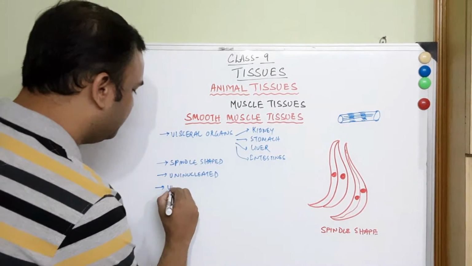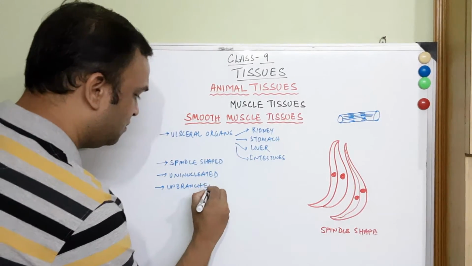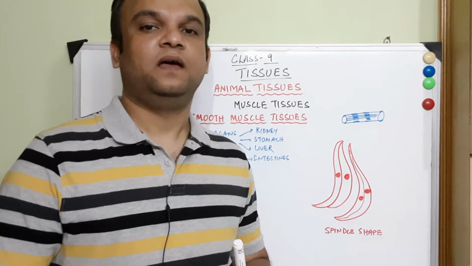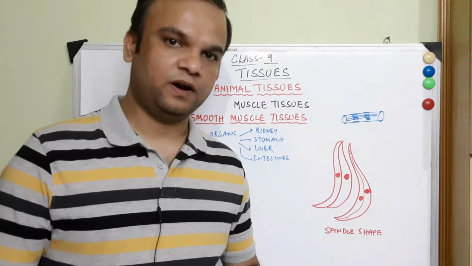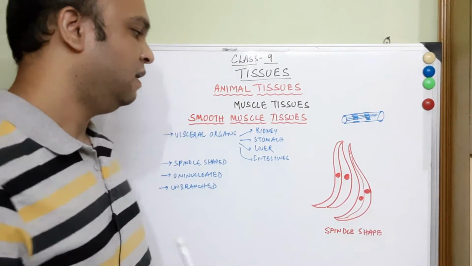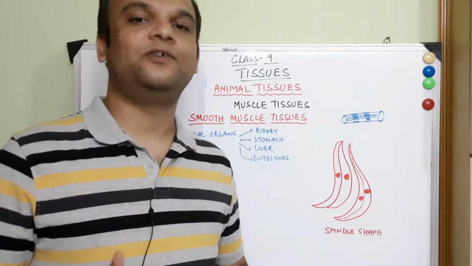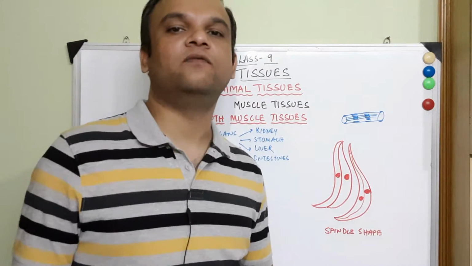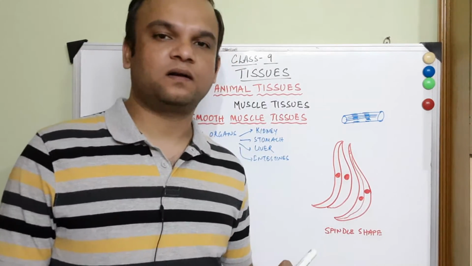They are also unbranched and they make up the internal organs of our body. So that is why they are not under our control. Whenever we want to take work from them, they are not under our control.